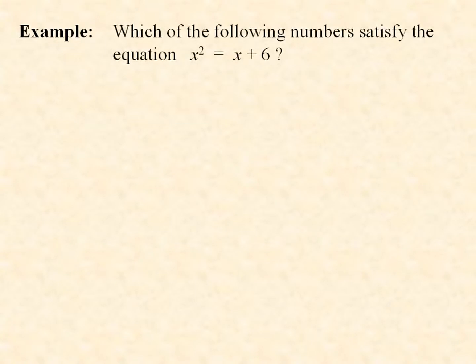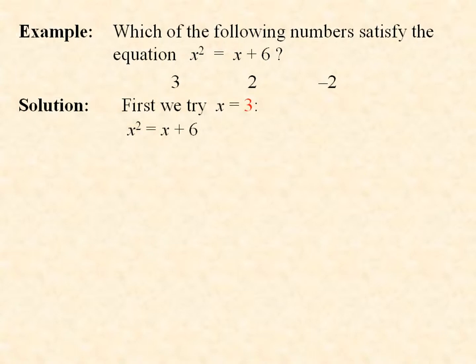Which of the following numbers satisfy the equation x squared equals x plus 6? 3, 2, or negative 2? First, we try x equals 3. Then x squared equals x plus 6 becomes 3 squared equals 3 plus 6. We must substitute the 3 everywhere we see an x. Well, 3 squared is 9, and that does equal 3 plus 6, so this is true, and 3 is a root. But we don't stop there.